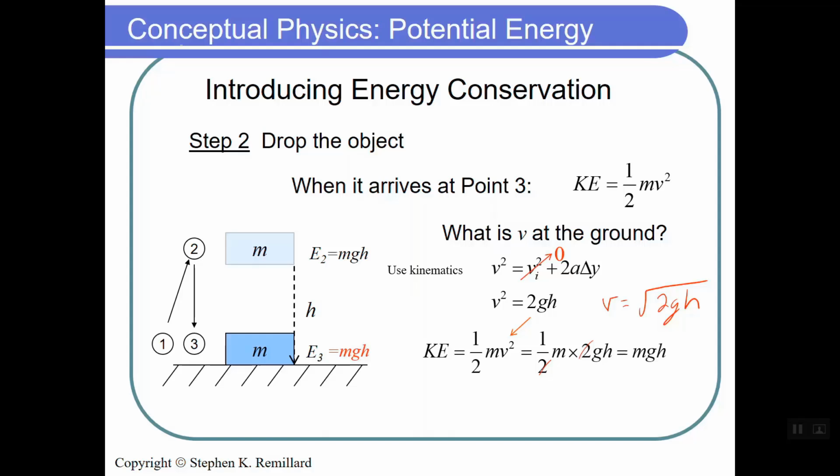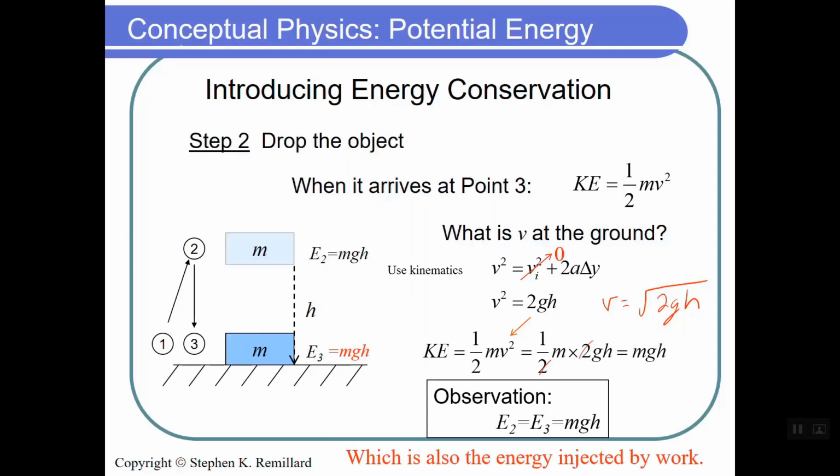They're all the same. The energy at point 2, when you're holding it way up there, equals the energy at point 3 when it hits the floor. And that also happens to be the energy that was injected into the box initially by work done by you. So this all balances together in something called energy conservation.